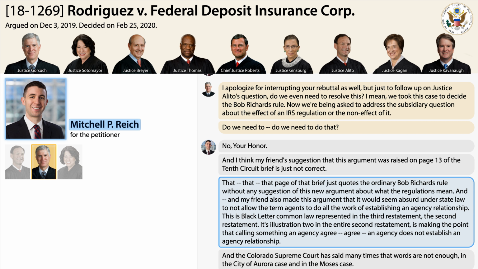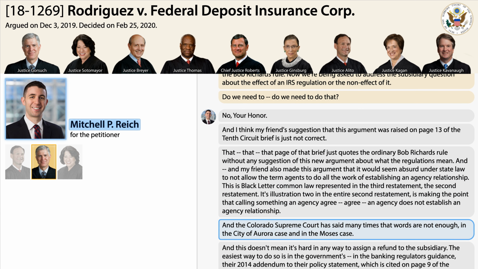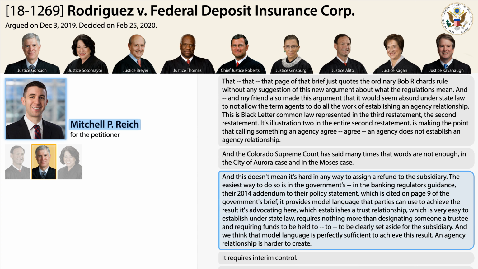This is black letter common law represented in the third restatement, the second restatement. It's illustration 2 in the entire second restatement, making the point that calling something an agency does not establish an agency relationship. And the Colorado Supreme Court has said many times that words are not enough, in the City of Aurora case and in the Moses case.